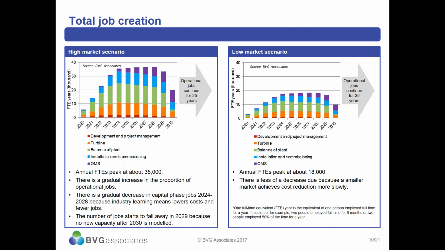So you can see in our high market scenario, that's the 8 gigawatt scenario, our jobs peak at about 35,000 in the mid-2020s. And if you look at those blue and green bars, and then also the orange bars, you can see the numbers slightly decreasing from 2024 to 2028.